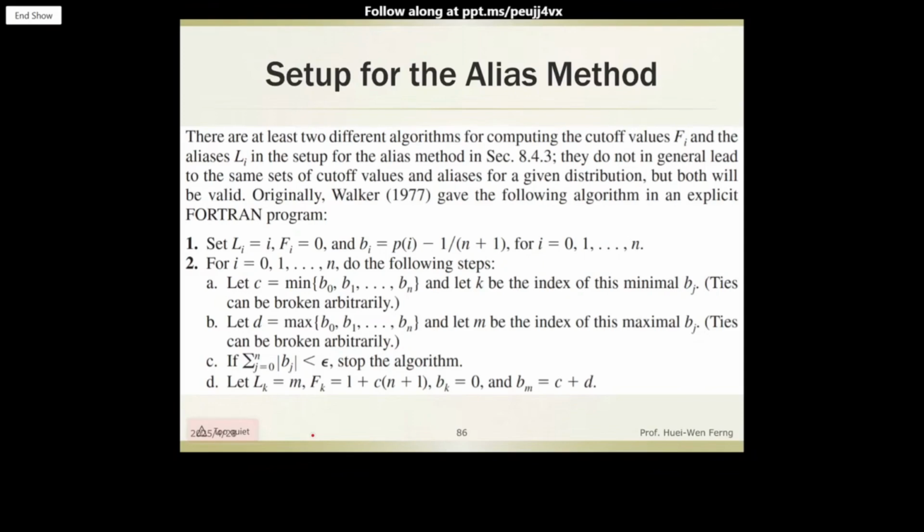The setup says, oh okay, we have L and we have F. So how to set? Initially, the authority is set to itself, and the cutoff value is set to 0. 0 says impossible, always refer to myself. Initially, we have that, and we have the calculation for B sub I. B sub I says the difference: my target probability minus the uniform probability. Right? Because we start from 0, 1, 2, 3 to n.